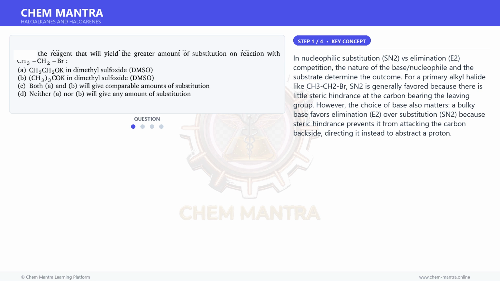However, the choice of base also matters. A bulky base favors elimination, E2, over substitution, SN2, because steric hindrance prevents it from attacking the carbon from the backside, directing it instead to abstract a proton.